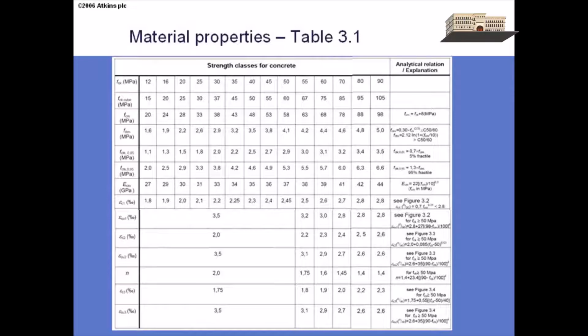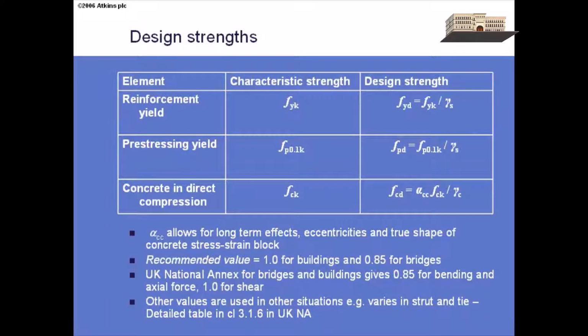In terms of how you convert from characteristic strength to design strength for reinforcement, the characteristic strength for normal reinforcement is 500 MPa. Eurocodes don't cover plain round mild steel bars anymore. Can't use them, not to Eurocode rules. Design strength you obtain from the characteristic strength by dividing through by gamma S. Gamma S is recommended to be 1.15, and the UK adopts 1.15. So basically the same material factors as we have now.